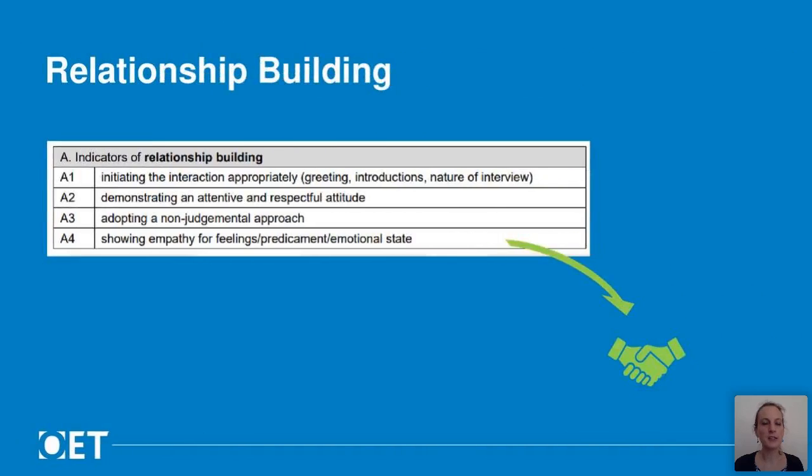So the first of the clinical communication criteria is relationship building. And the ways that you can evidence this criteria are by starting the role play appropriately, using introductions where they're needed, or perhaps a greeting, and maybe establishing the purpose of the conversation.